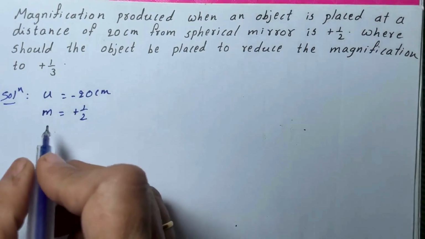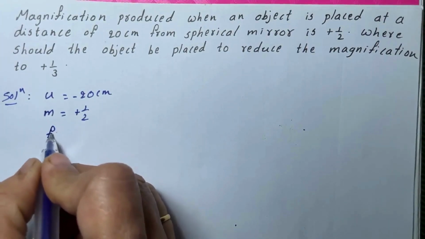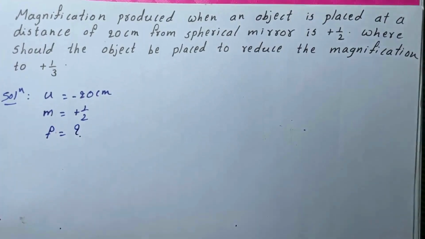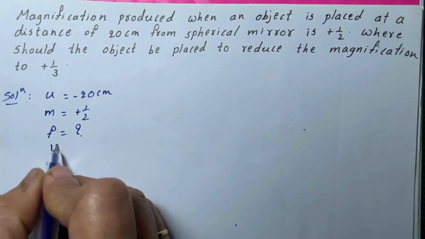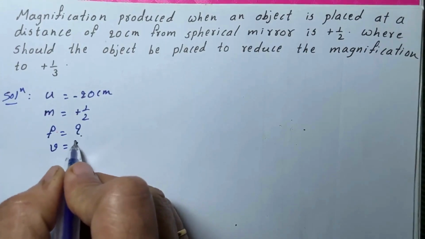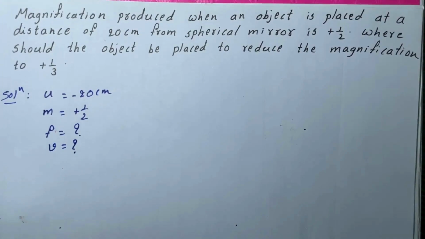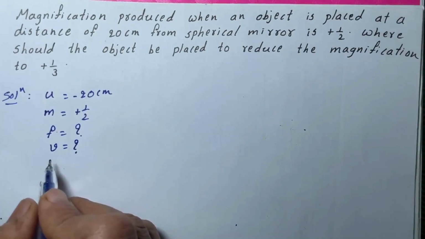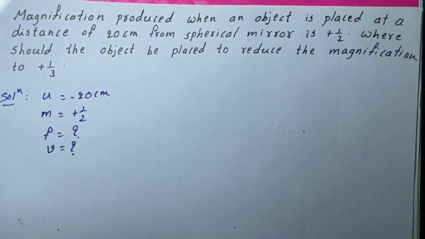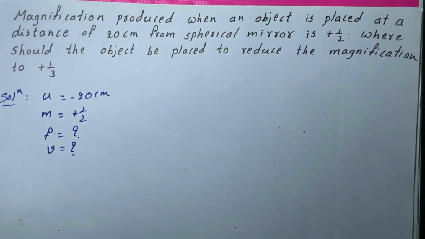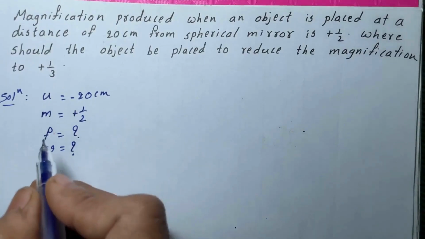Now, to find that, we have to find the focal length of the mirror. To find the focal length of the mirror, we need the image distance, because 1 by f is equal to 1 by v plus 1 by u. To find the image distance, we have two formulae. One is 1 by f is equal to 1 by u plus 1 by v, and another is m is equal to minus v by u. But here we do not know f.